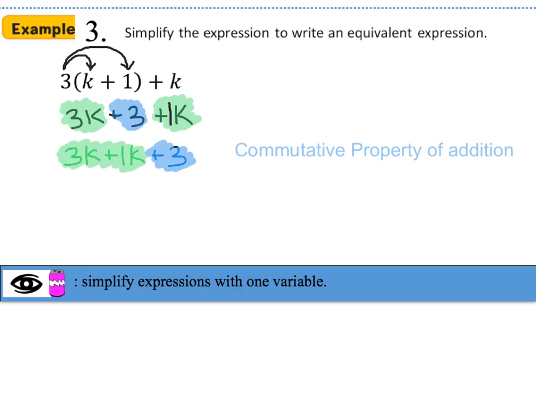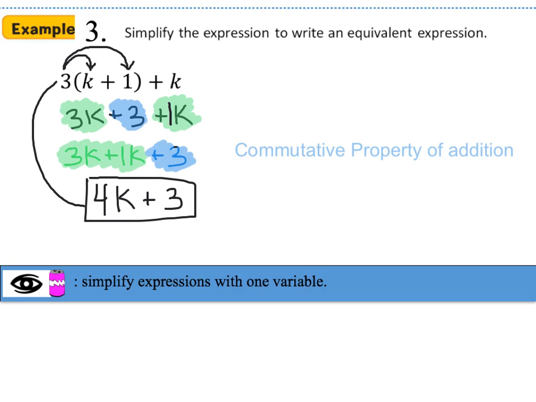So 3k plus 1k becomes 4k. And I can just drop down the plus 3 because that cannot be combined with it, because there are no variables there. So please know that this cannot be simplified further. And this is equal to the original problem. Those are two equivalent expressions.